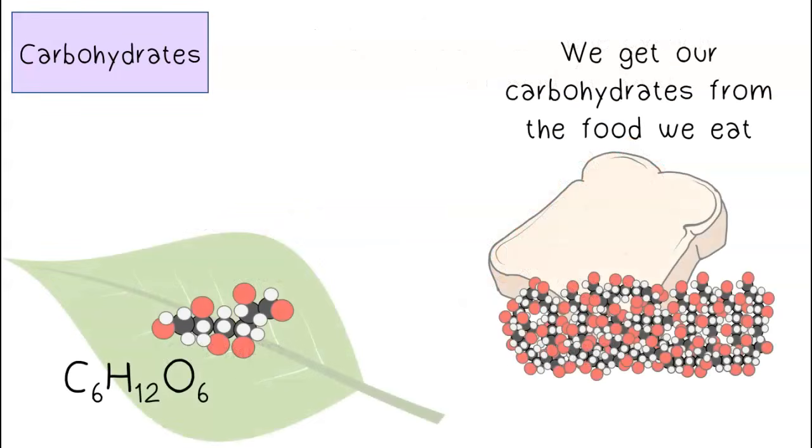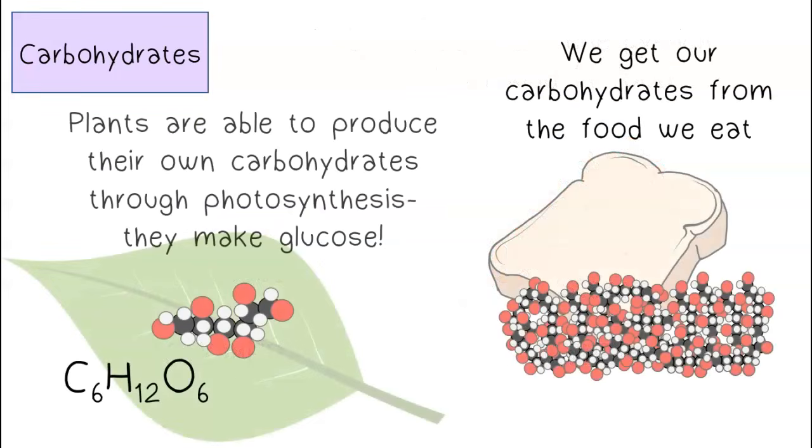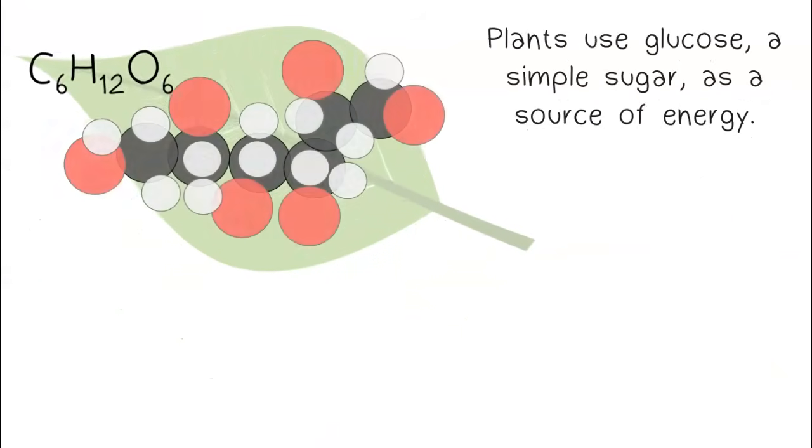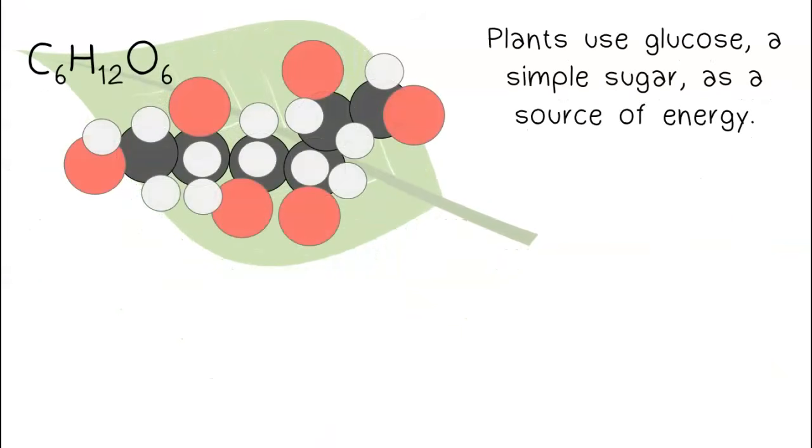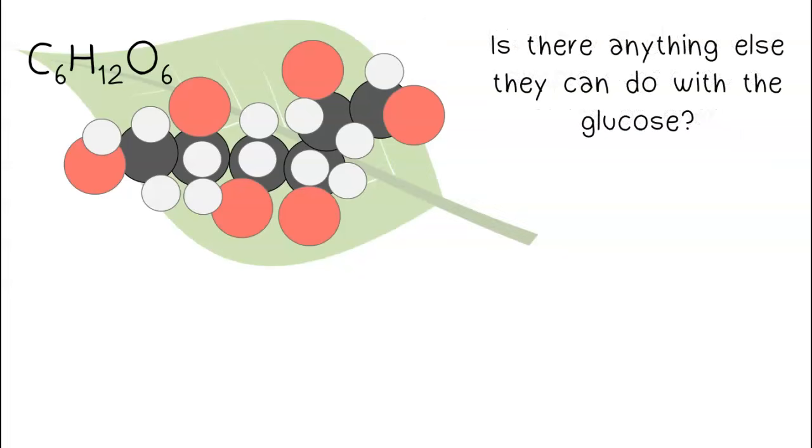We get our carbohydrates from the food we eat, while plants are able to produce their own carbohydrates through photosynthesis. They make glucose. Plants use glucose, a simple sugar, as a source of energy. Is there anything else they can do with the glucose?